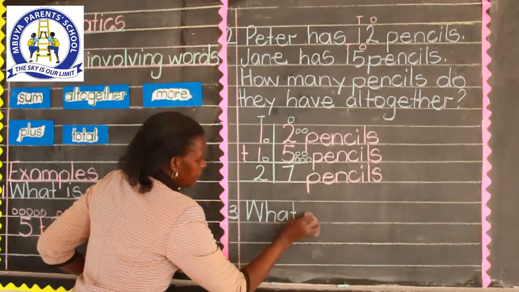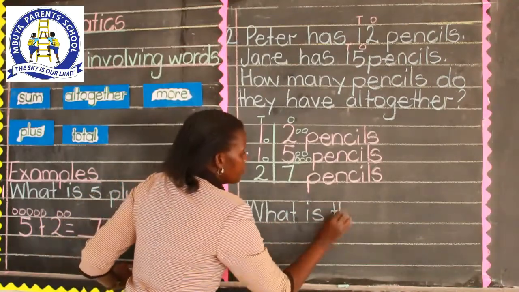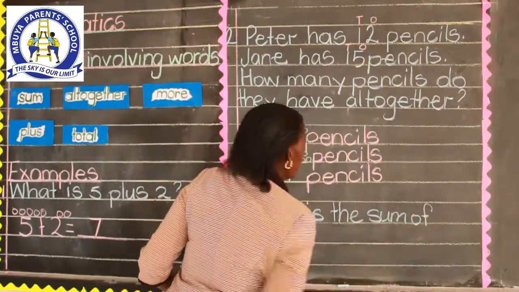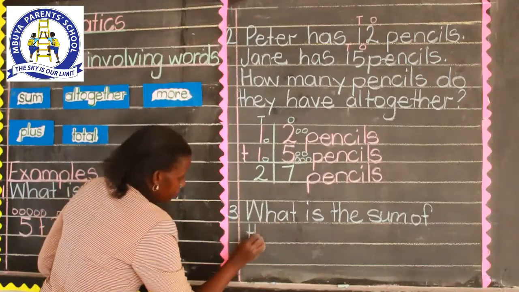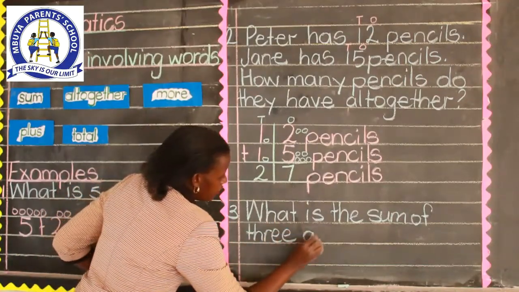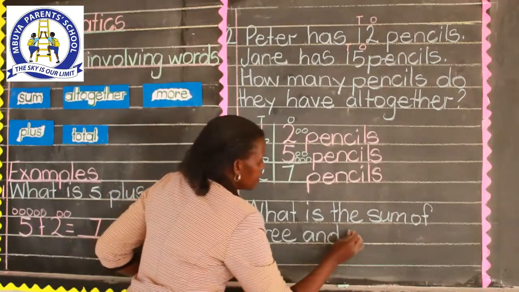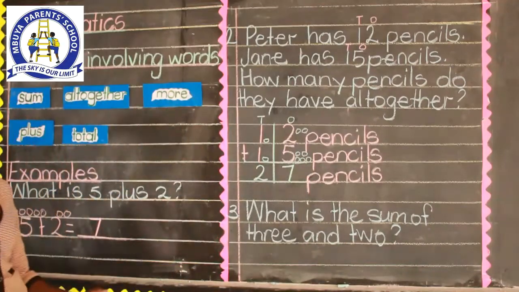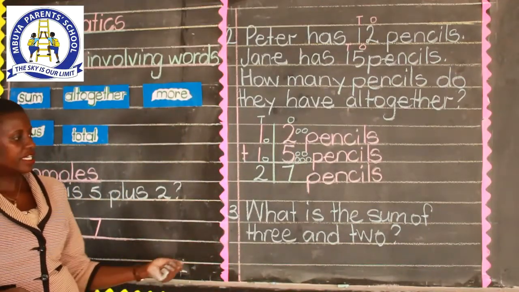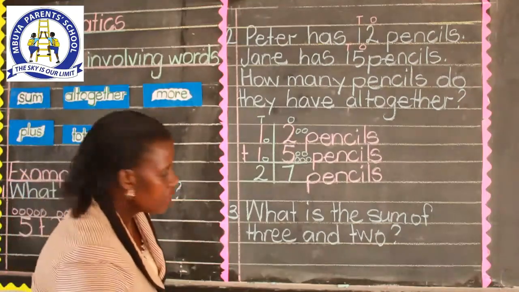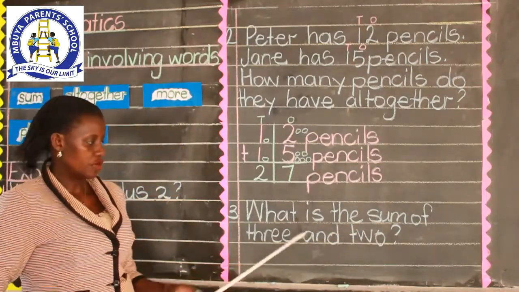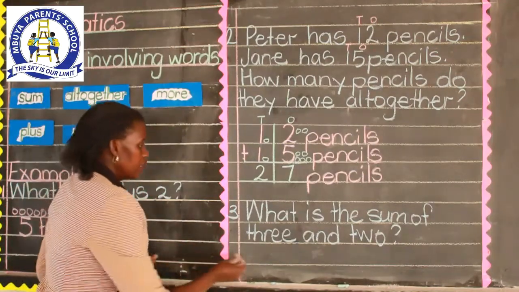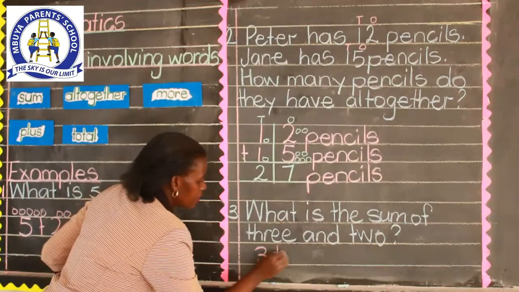Now, I want us to look at the last number. What is the sum of 3 and 2? Okay? Now when you look at this question, children, they have written even these ones in words. See the word 3 and the word 2. So let us write in figures first of all. It is 3 plus 2.